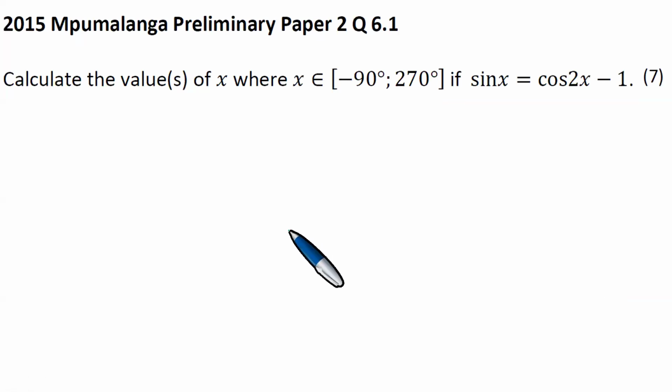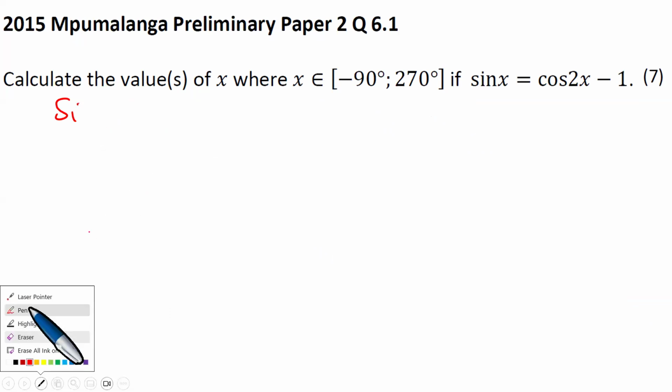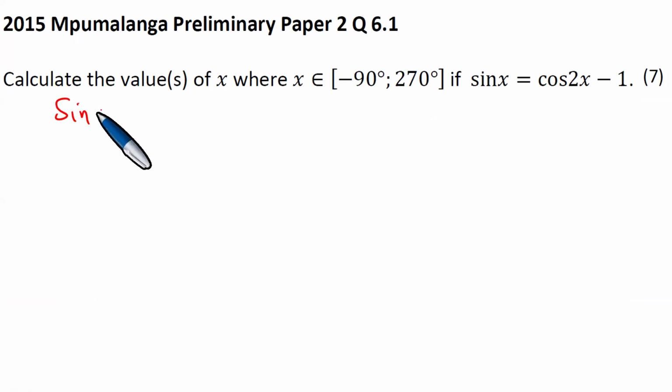From the Mpumalanga province in 2015, the kids were asked this one. Let's check what the kids had to do. They had to calculate the values of x, where x is between -90 degrees and 270 degrees, given that the sine of x is equal to cosine 2x minus 1.